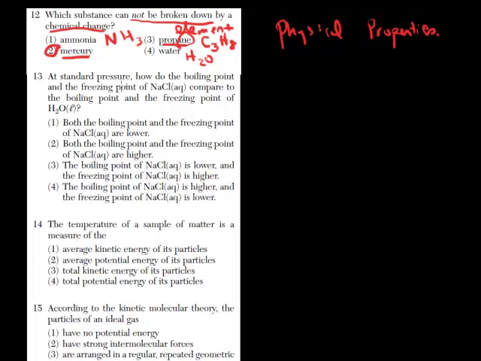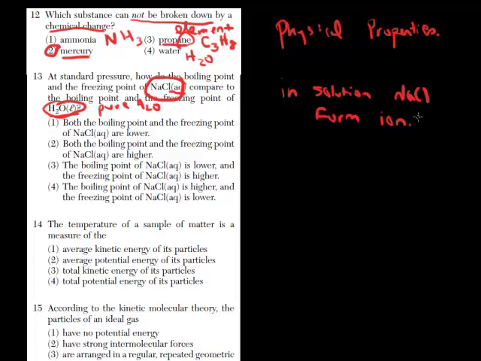Question 13. At standard pressure, how do the boiling point and freezing point of sodium chloride aqueous solution compare to the boiling point and freezing point of water in a liquid phase? Well, this is pure water. This is an aqueous solution. And in solution, NaCl will form ions. And if you put ions into solution, it will alter the freezing point and boiling point of the substance.